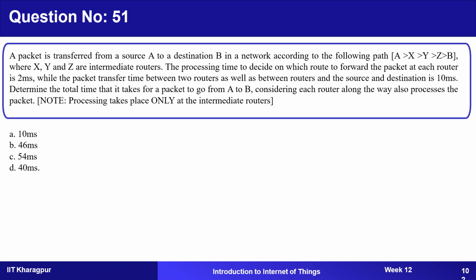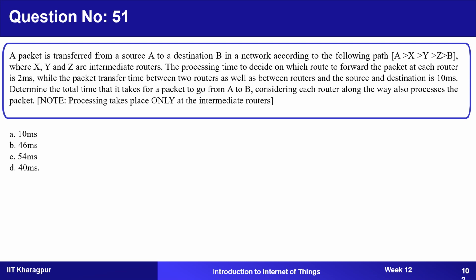So basically the time between source and destination is given as 10 ms and the processing time of each router is 2 ms. Anyone? Ma'am, D. Okay, anyone else? Okay, sorry, I told you wrong.